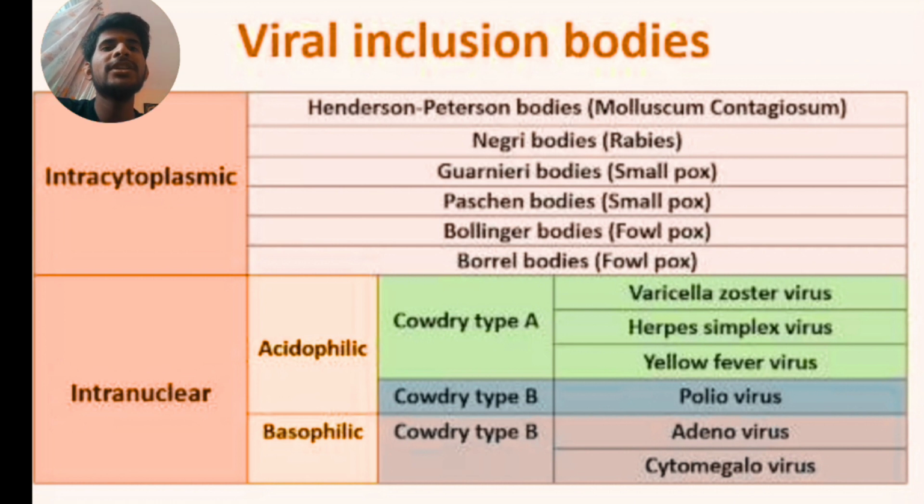It is a very clear representation. You better take a screenshot of it. Acidophilic means it will stain pink in color, and basophilic it will stain blue in color by eosin and hematoxylin stain. And these are all viral inclusion bodies, means deposition of viral particles or some substances.